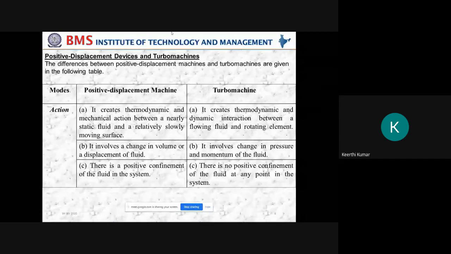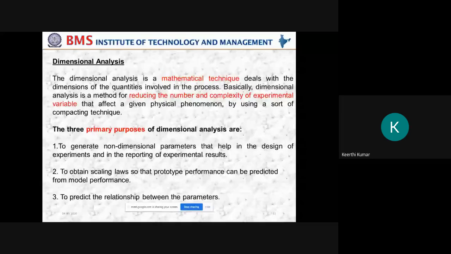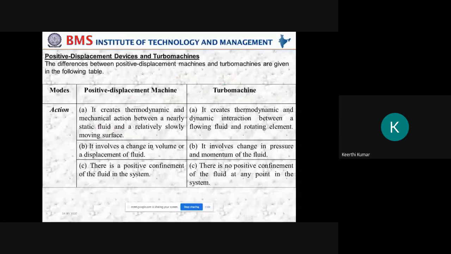This is positive displacement machines. What is the difference between positive displacement and turbo machines? There are many differences, so I'll take this into two classes. In today's class, I'll explain a few differences, and later on I'll explain the further differences. You understood about turbo machines, right? If you want to call it a turbo machine, there should be a fluid interacting and there should be a rotary motion. That is called a turbo machine.